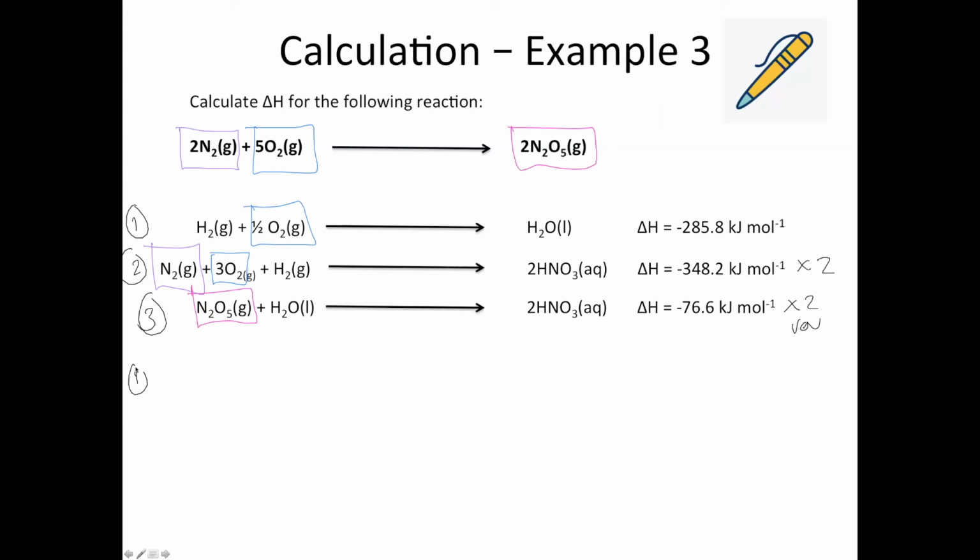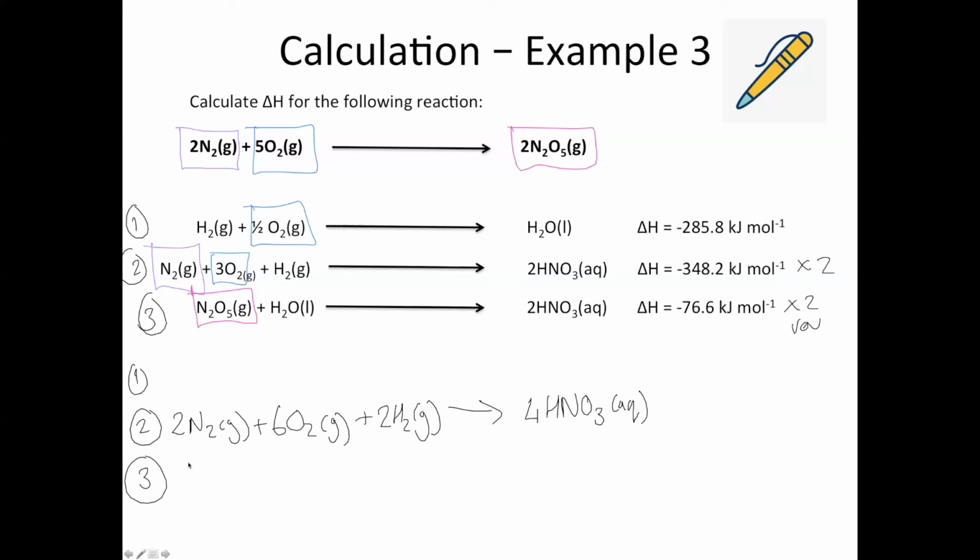Because we don't know what to do with number 1 yet, it's probably there to cancel other things down. So we're going to write down the manipulated equations 2 and 3, and then check back for equation 1 to see how we need to modify that one. For reaction 2, we're multiplying it by 2: 2N2 gas plus 6O2. Remember, don't forget to multiply everything in the reaction. And then that will be 4 HNO3.